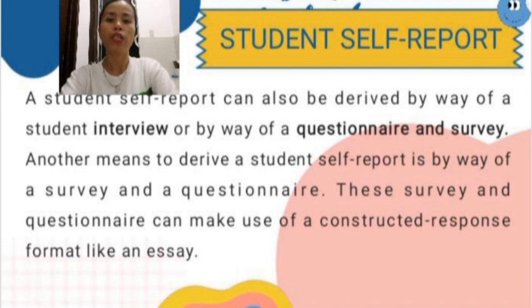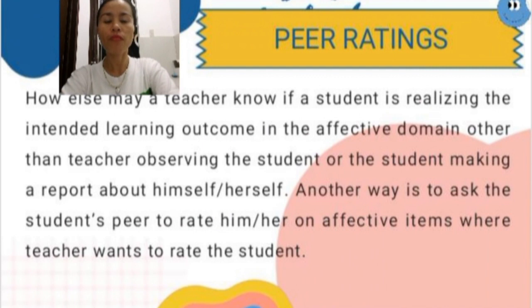So that's all for student self-report. The next, peer ratings. So how else may a teacher know if a student is realizing an intended learning outcome? How does the teacher know if the student has really achieved the learning outcomes in the affective domain, when it is not the teacher who does the assessing?